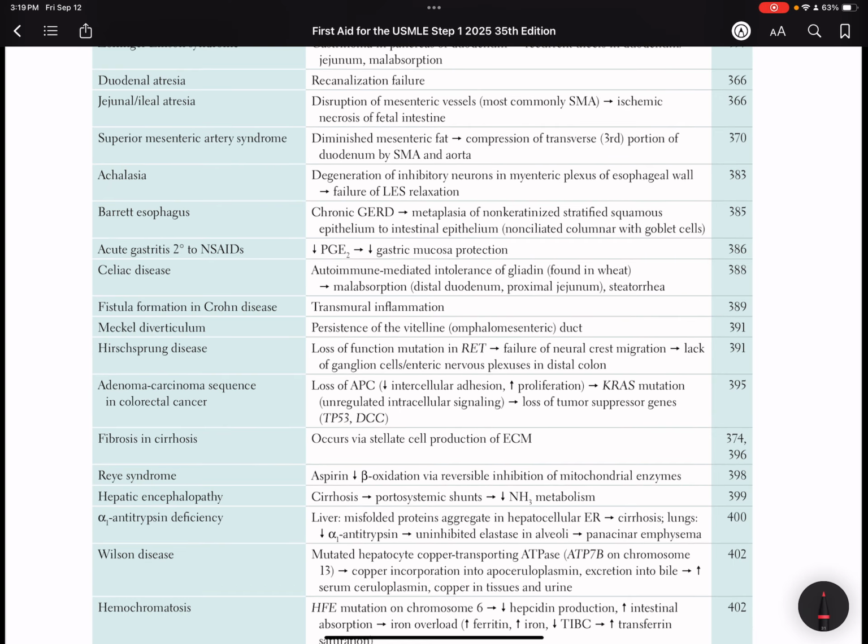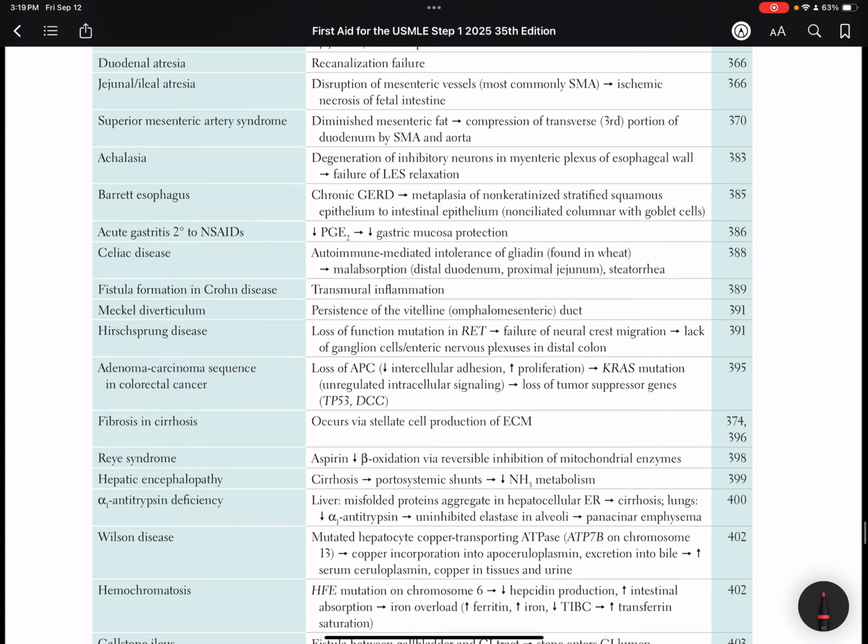What is jejunal ileal atresia? Jejunal ileal atresia is disruption of mesenteric vessels, which is most commonly due to superior mesenteric artery, SMA, causing ischemic necrosis of fetal intestine.